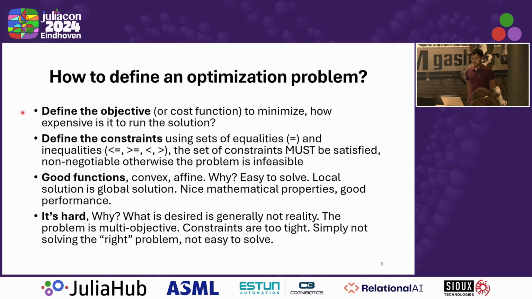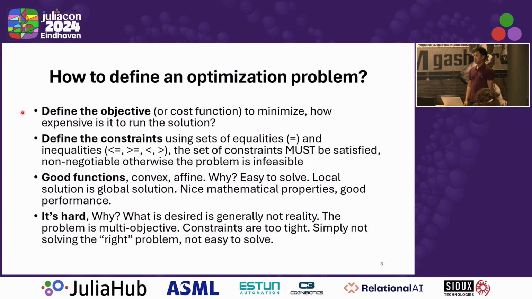Some good functions for optimization problems in general are convex or affine, and the reason for this is that it is easy to solve such problems. One of the things that convex functions give you is that any optimum that you find that is local will also be global. Think of a bowl-shaped function. If you start from any part of that function and go downwards to the minimum point, you will always find that point.